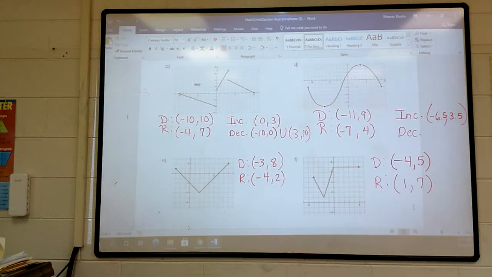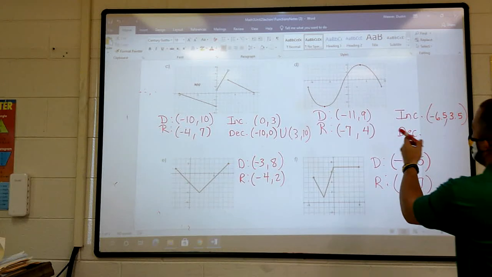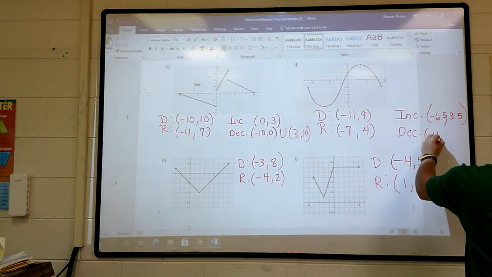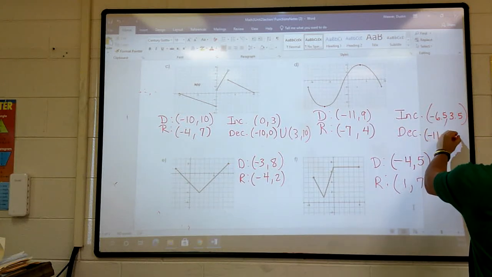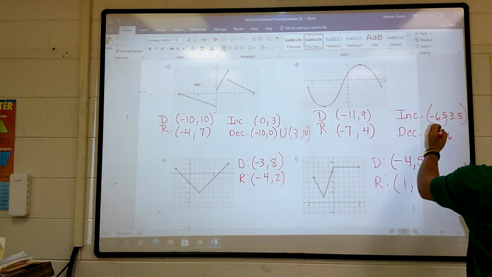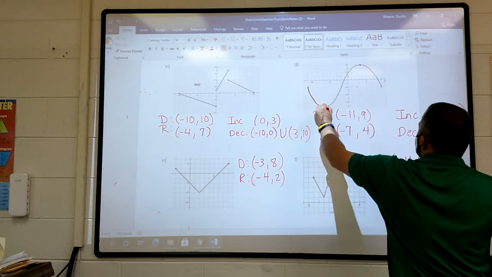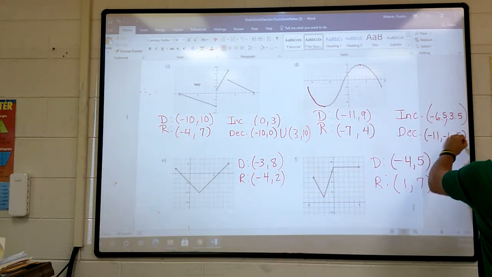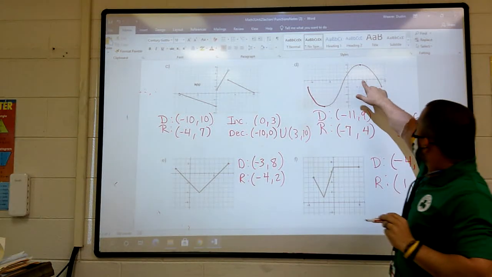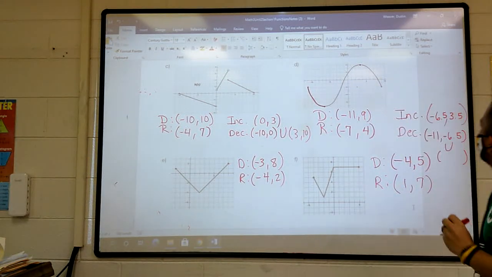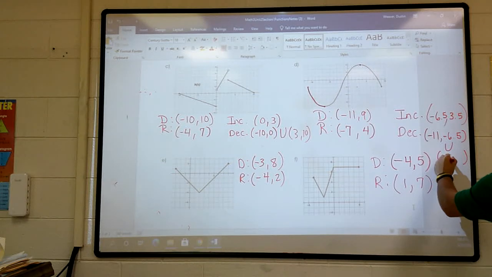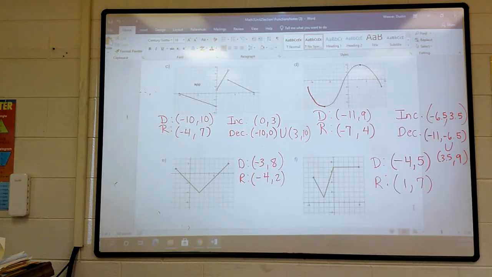Okay? Now, it is decreasing the other ones. So that would be from -11 to -6.5. So it's decreasing from -11 to -6.5, right? Mm-hmm. And then it's also decreasing from 3.5 to 9. So you had 2 decreasing intervals.